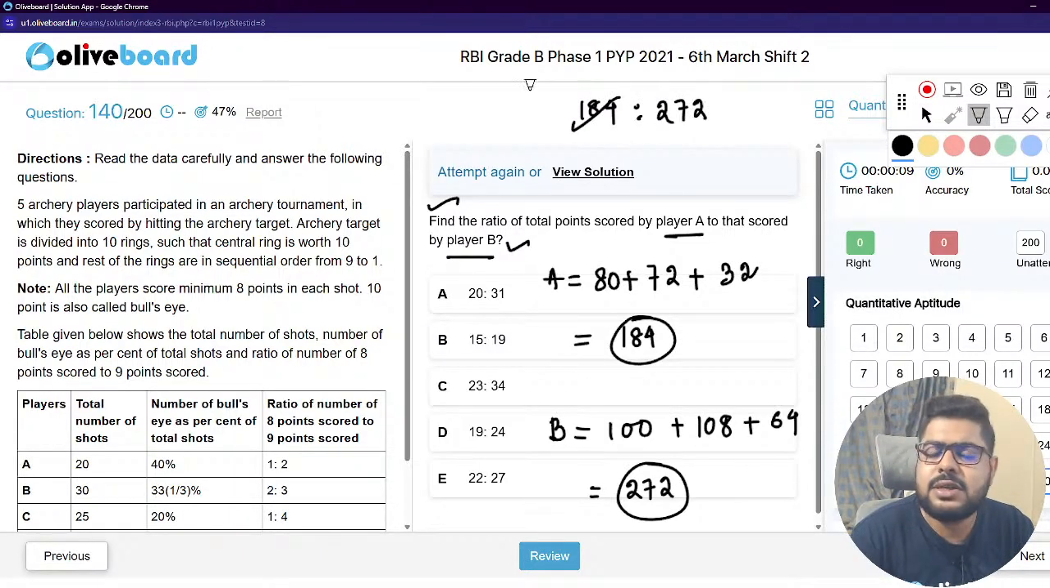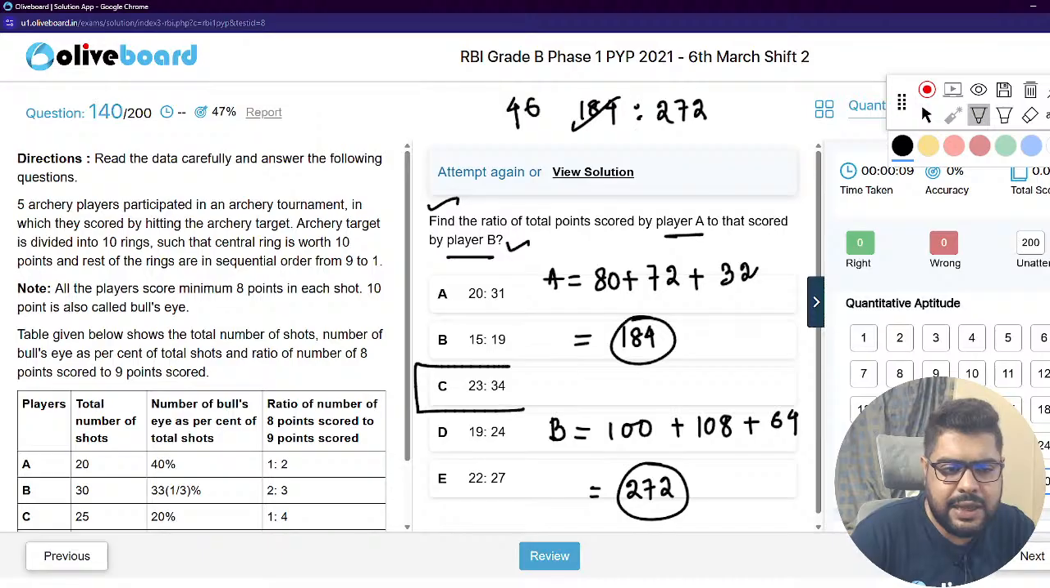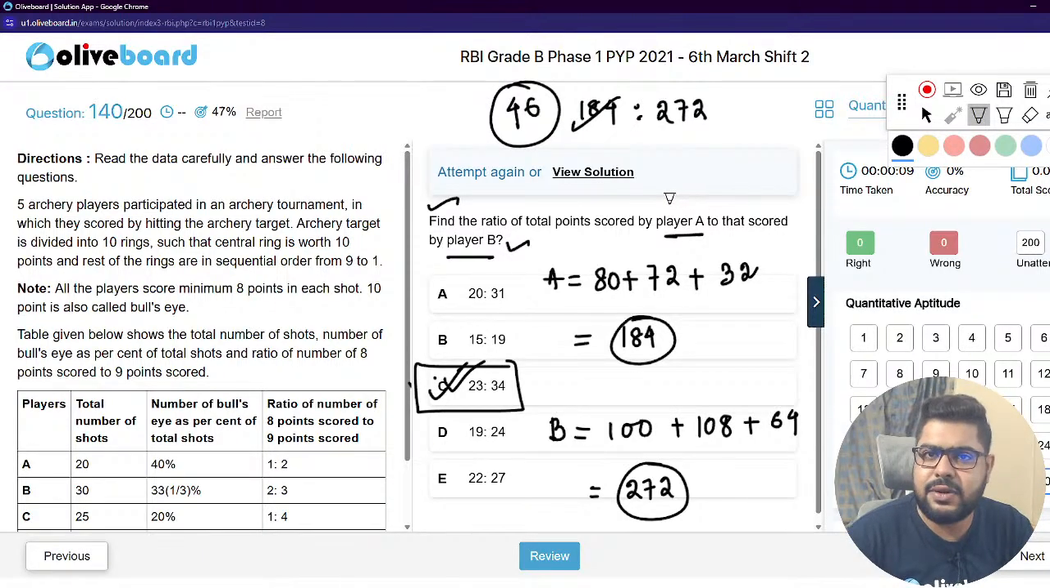Divide by 4. 4 4s are 16, 2 4 6 are this. So 23 is there somewhere. So look, this can be the answer. Why? Because 46 means it's a multiple of 23 only. 23 is a prime number.